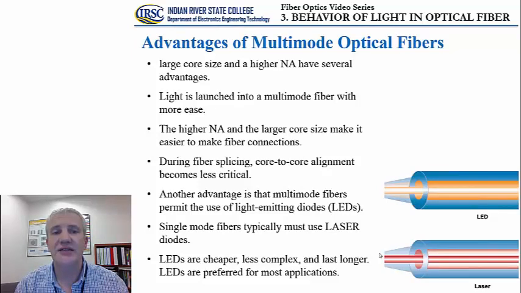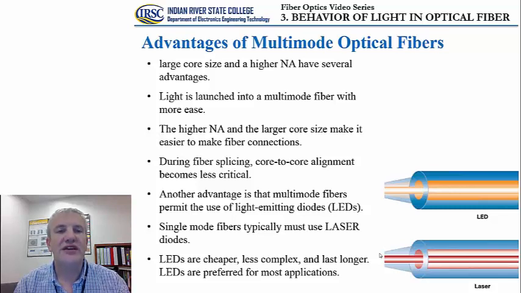Let's talk a little bit about the advantages of multi-mode optical fibers. Obviously, larger core size and higher numerical aperture result in several advantages. Light is launched into the multi-mode fiber with more ease. We don't have to use the light sources that are more expensive. The higher numerical aperture and the larger core size also make it easier to establish fiber connections. During the fiber splicing, core-to-core alignment becomes less critical. And also multi-mode fibers permit the use of light-emitting diodes, or LEDs, that are significantly cheaper than other light sources. They are less complex and they can last longer.